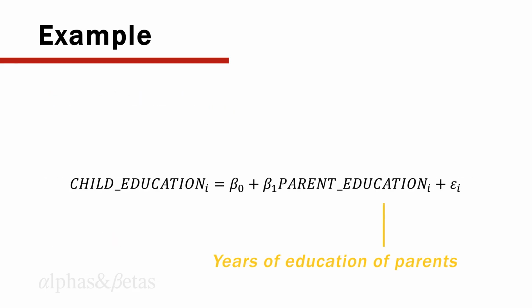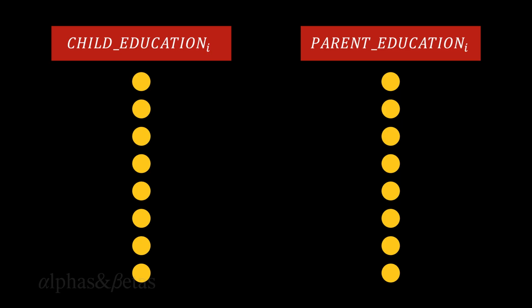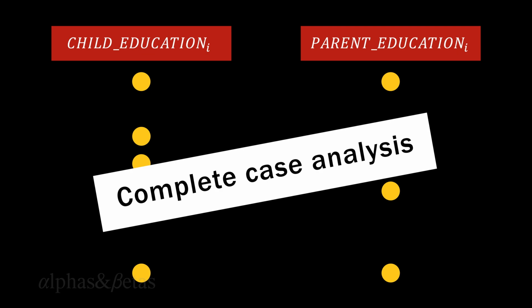Suppose you want to model how a person's education level is related to the total education level of their parents. Child education is the number of years of education that a person has completed. If the data for some observations of parent education is missing, the default approach in statistics software is to drop those observations. This method is called complete case analysis, where only the data for which both the outcome and explanatory variables are available are used.